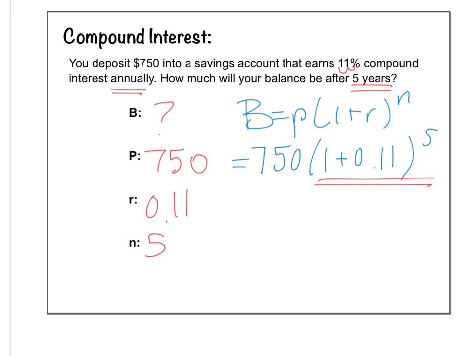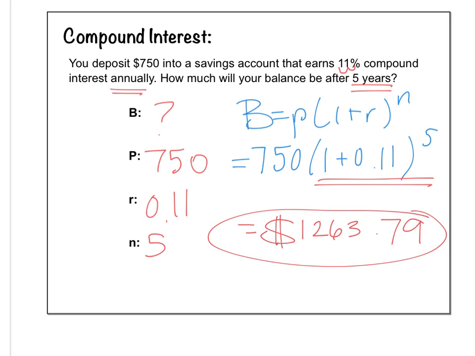Once you do all that in your calculator, you should get the final answer of $1,263 and a very long decimal, but since we're using money, we want to cut it off at 2 decimal places, so it would be $1,263.79.